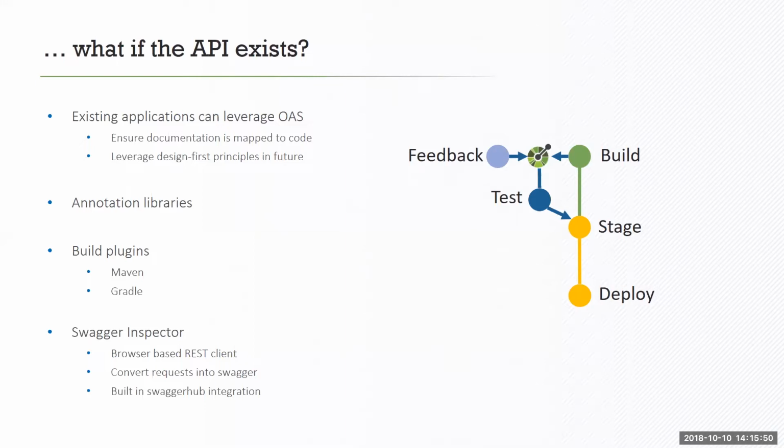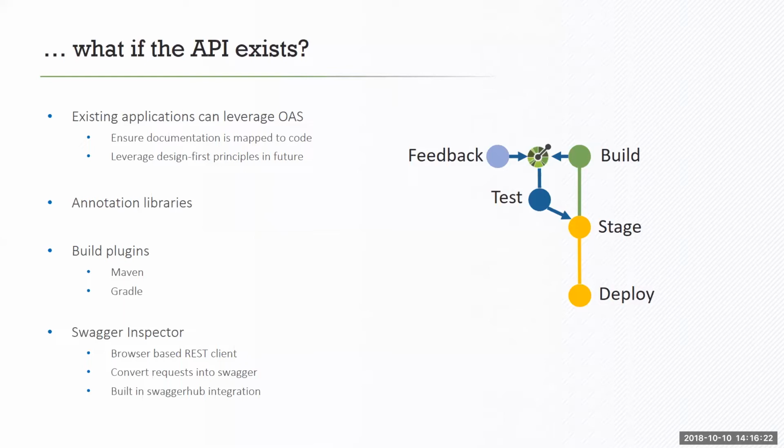But if we don't have access to the source code, if we don't have the ability to add annotations to what's being generated, I highly recommend checking out that Swagger Inspector that's listed at the bottom of the page. This is a browser-based RESTful client. Essentially, it allows us to make calls against an API, either something public or something internal, even something running locally, and we can convert the collection of requests that we make into a Swagger specification and then port it over into SwaggerHub.